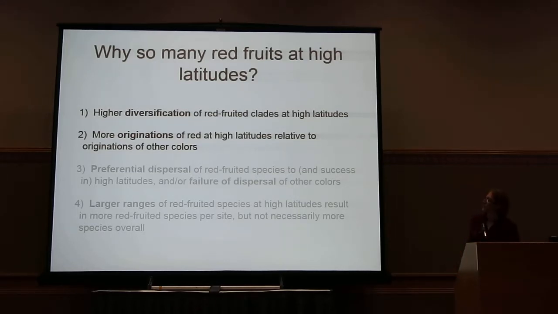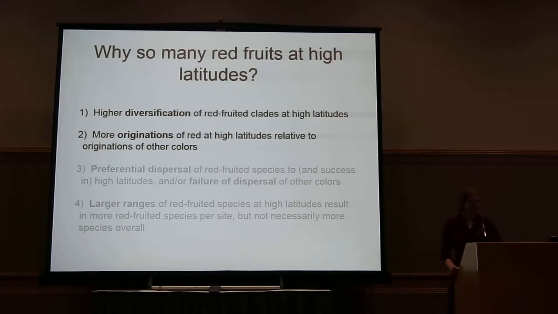But what we're starting to do is look at whether or not higher diversification in red-fruited clades might be driving this pattern. There's actually kind of two ways that this could come into effect. You could have clades that happen to be red that also diversified, or you could actually have red fruit driving diversification. I think it's very unlikely that fruit color is ever going to drive diversification, but it's possible. So we're starting to test whether individual clades are strongly contributing to this pattern.